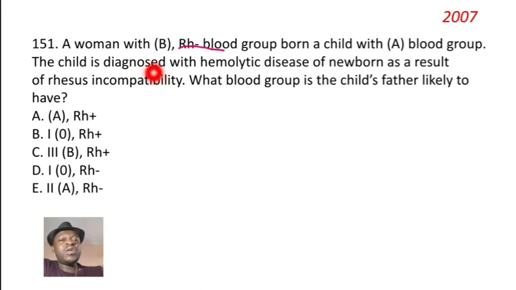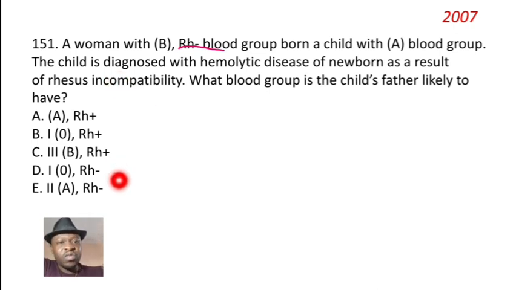A woman with a blood group B and rhesus negative bore a child with blood group A. The child is diagnosed with hemolytic disease of a newborn as a result of rhesus incompatibility. What blood group is the father likely to have? All right, so the first thing, you see this mother is rhesus negative, but because of this incompatibility, it means the baby is rhesus positive. It means the father is rhesus positive.